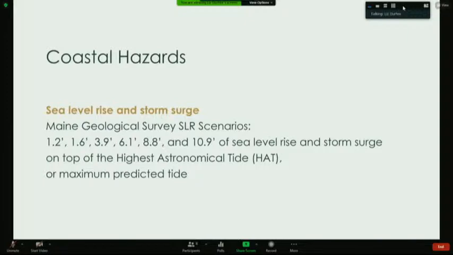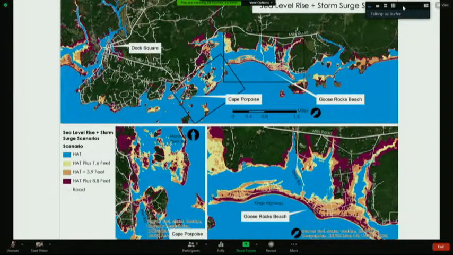And I have included the scenarios that the Climate Action Plan is recommending that municipalities plan for on this map. So that is the highest astronomical tide plus 1.6 feet, which is shown in yellow, and 3.9 feet shown in orange, and 8.8 feet shown in magenta. So you can see areas impacted by these sea level rise scenarios here.